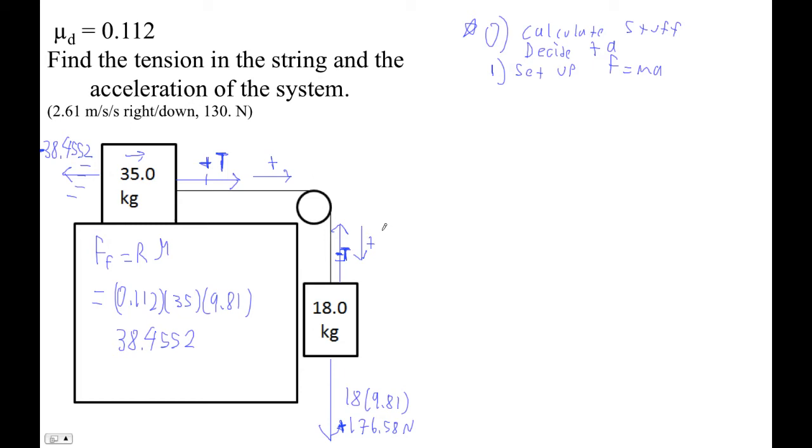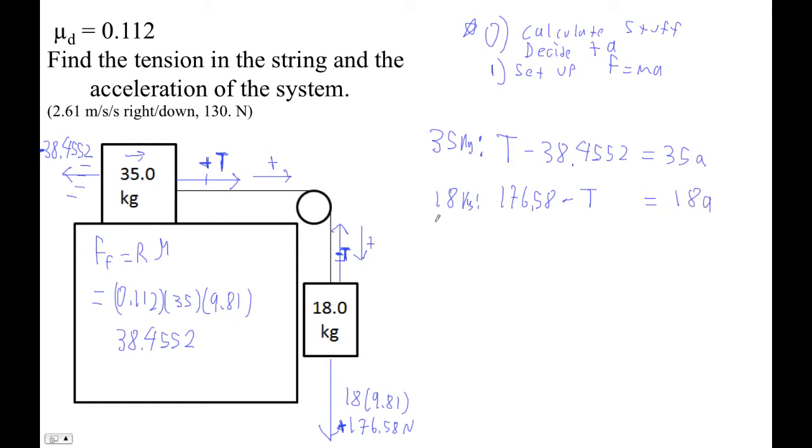Okay, so now what we do is we set up two equations and two unknowns for this, right? For the 35 kilogram object, our F equals ma looks like this: tension minus 38.4552 equals 35A. And for the 18 kilogram object, we've got 176 minus tension equals 18A.